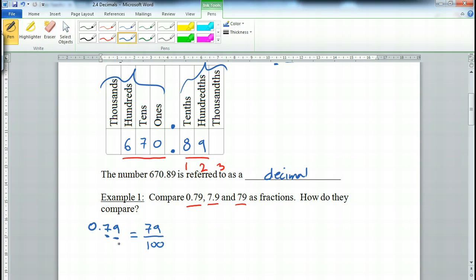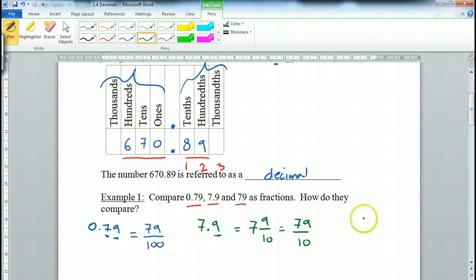Okay, let's look at the next one, which is a different color, 7.9. And how many decimal places do I have here? Well, I only have one decimal place, and that one decimal place corresponds to the tenths. So I can rewrite this as 7 and 9 over 10. But I'm going to rewrite it as an improper fraction, and I get 79 over 10. This will allow me to compare all of the fractions.